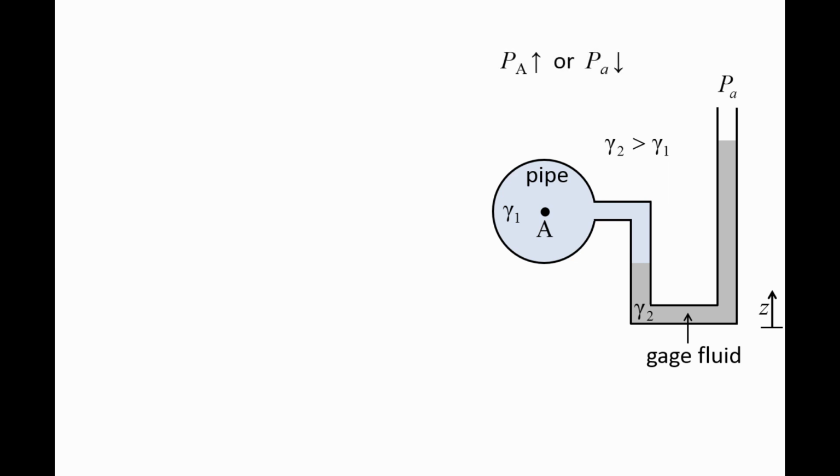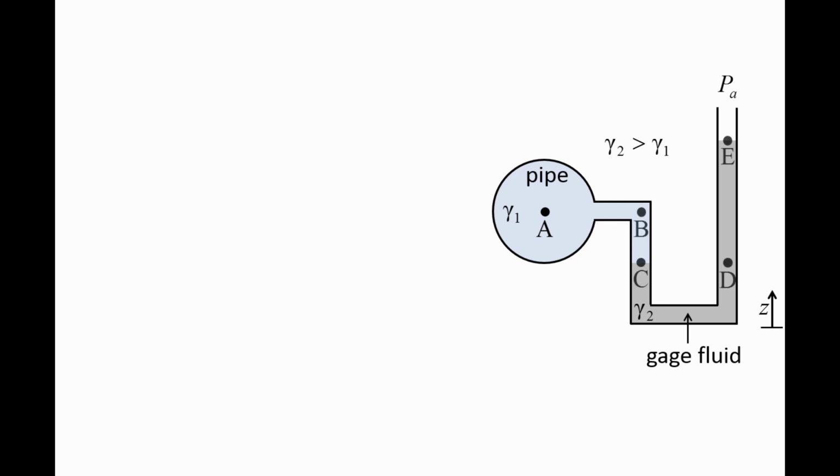To get a sense of how the U-tube manometer reacts to changes in pressure, imagine the pressure in the pipe increases or the ambient pressure decreases. In that case, the gauge fluid would shift to the right. If the pressure in the pipe decreases or the ambient pressure increases, the gauge fluid would shift to the left. The amount of shifting that occurs depends on the magnitude of the change of pressure and the specific weight of the gauge fluid. We can determine the pressure in the pipe at point A by using the concepts from hydrostatics.